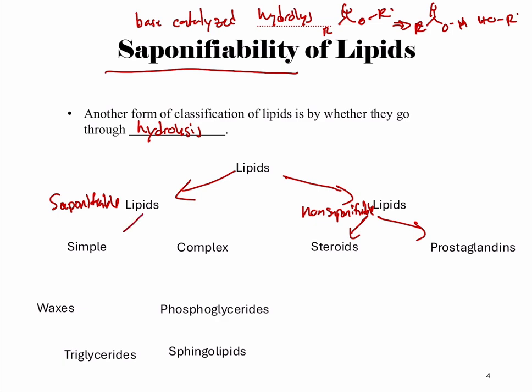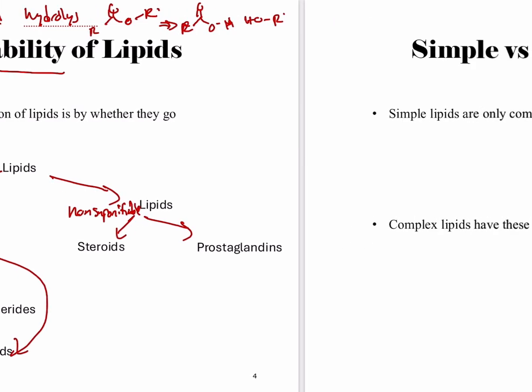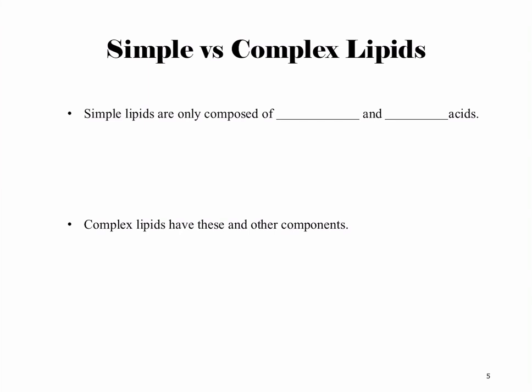We have simple and complex lipids for saponifiable lipids. Simple lipids constitute waxes, oils, fats, and triglycerides as well. So these are going to be things that only contain alcohols, carboxylic acids, and esters. Complex lipids like phosphoglycerides and sphingolipids will have other more complicated functional groups, which is why they are broken up into those categories. And so simple lipids, again, are only comprised of fatty acids and alcohols.